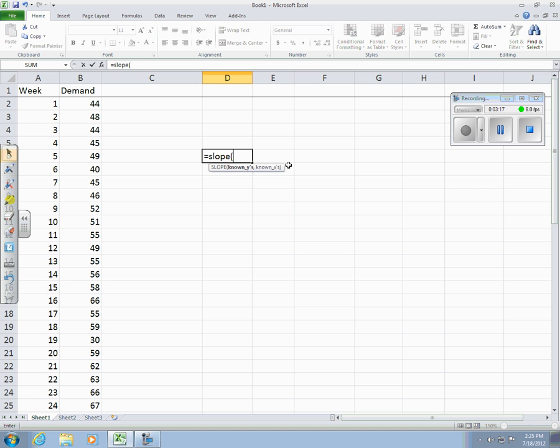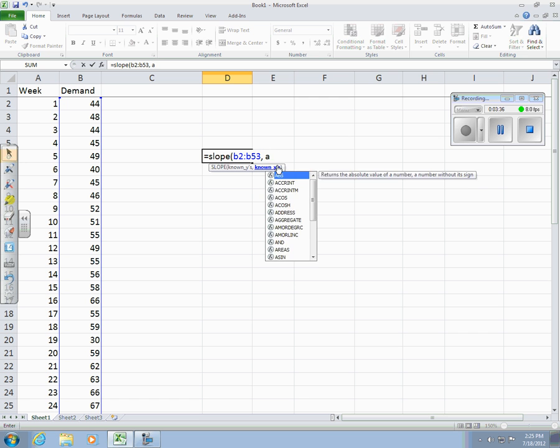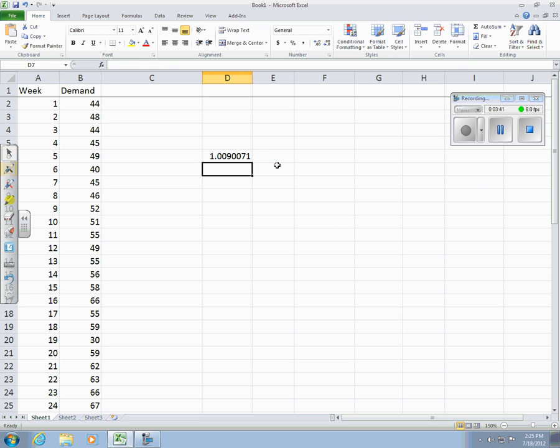So we plug in the y's, which in our example correspond to the demand column. So we would type in B2 colon B53, and the known x's would be A2 colon A53. Enter. And that's going to spit out the slope. Okay, so almost a perfect slope there.